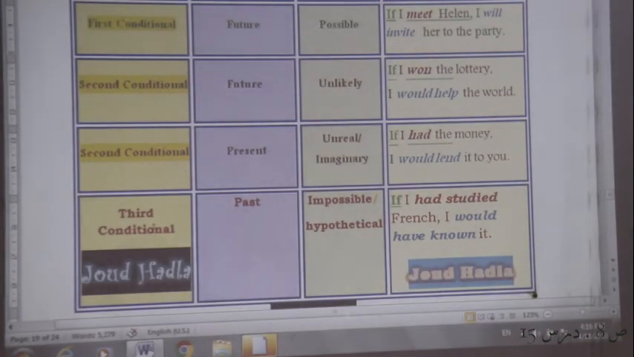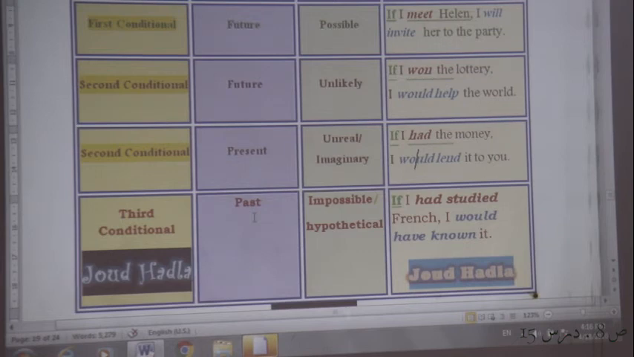Now the third conditional, and it's the only conditional that refers to the past, and in this case it refers to an impossible or hypothetical situation. So if I had studied French, I would have known it. In the if part, I need had studied, namely the past perfect. In the second part, I need would have plus the third form of the verb.